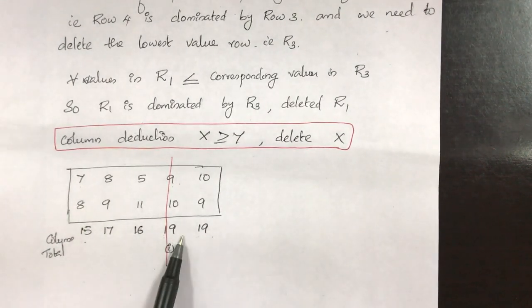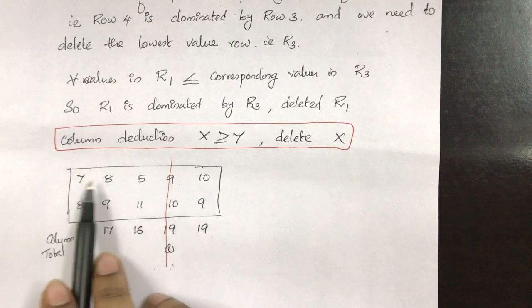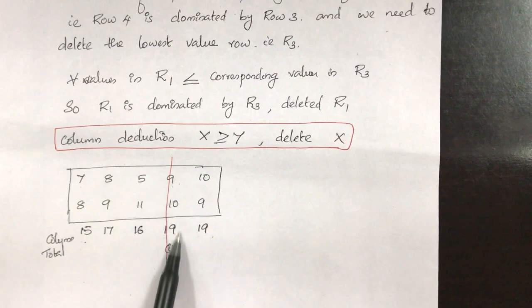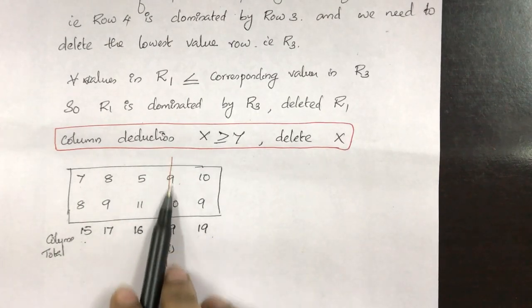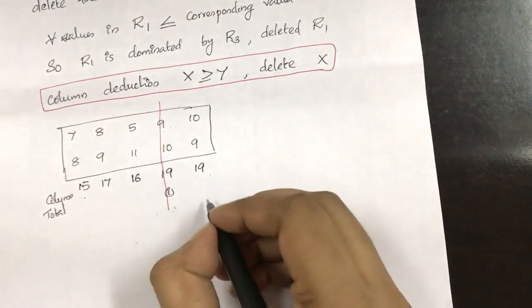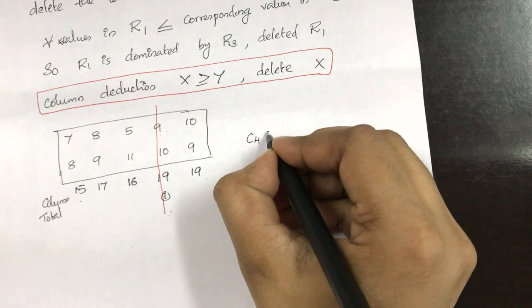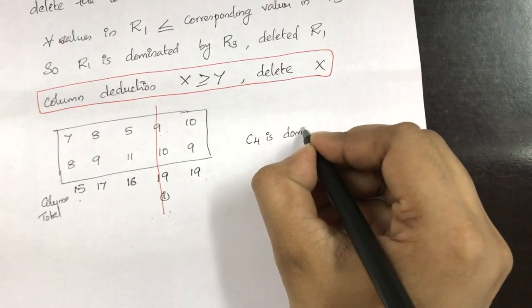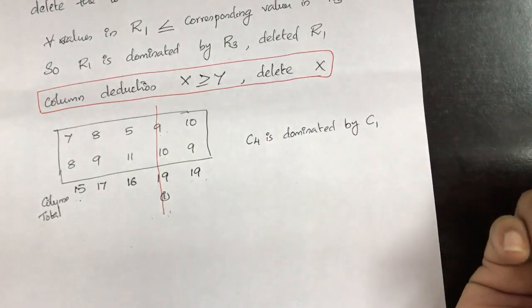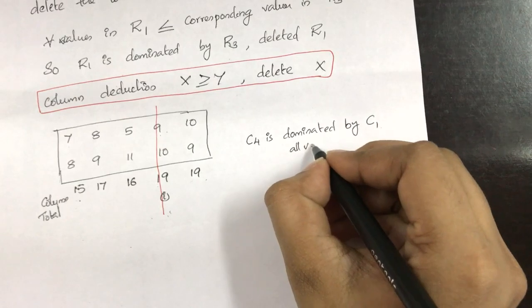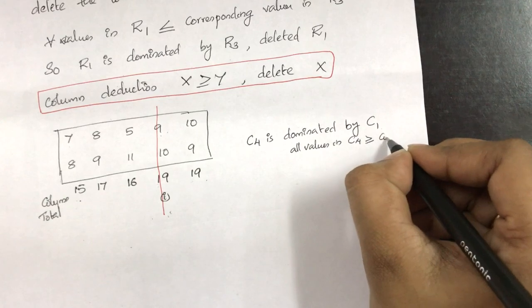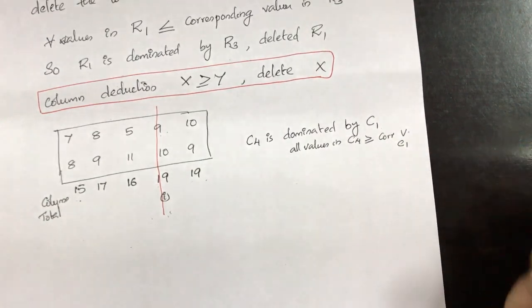In a column we need to delete the highest value column. So C1 is compared with C4. Since all values of C4 are greater than or equal to the corresponding values in C1, and C4 is the highest value column, we need to delete C4 and write that C4 is dominated by C1. That is, all values in C4 are greater than or equal to the corresponding values in C1.